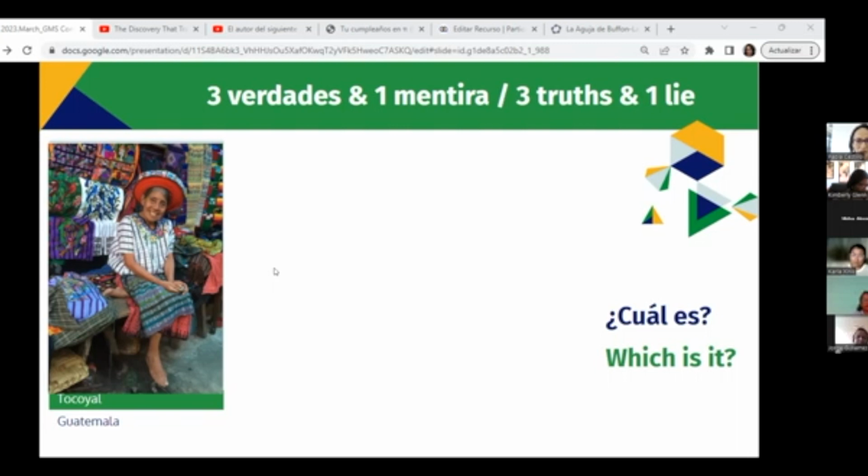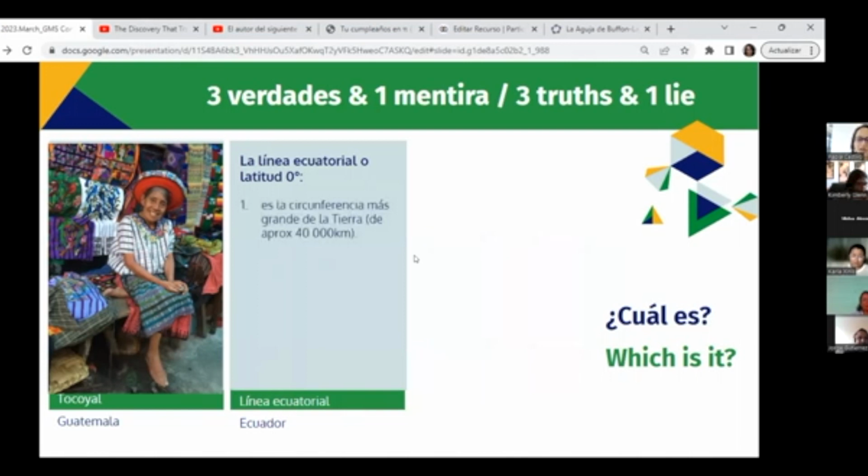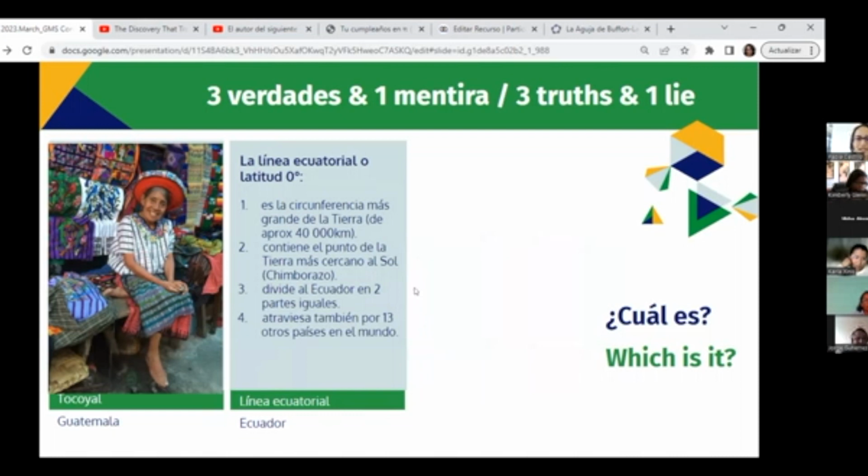Okay, the equatorial line that goes through Ecuador at latitude 0 is the largest circumference of the Earth. Two, it has the point that is closest to the sun. Number three, it divides the country of Ecuador into equal parts. And number four, it crosses 13 countries around the world.